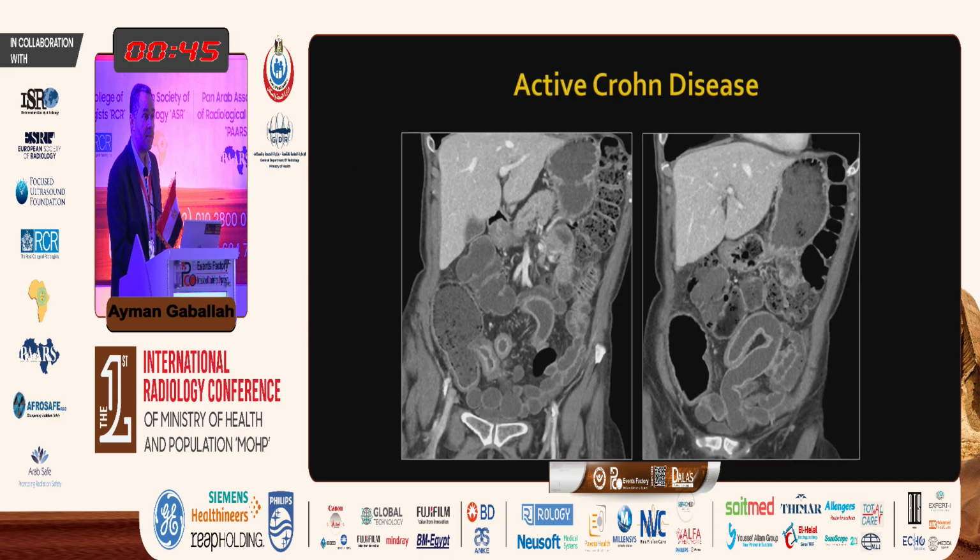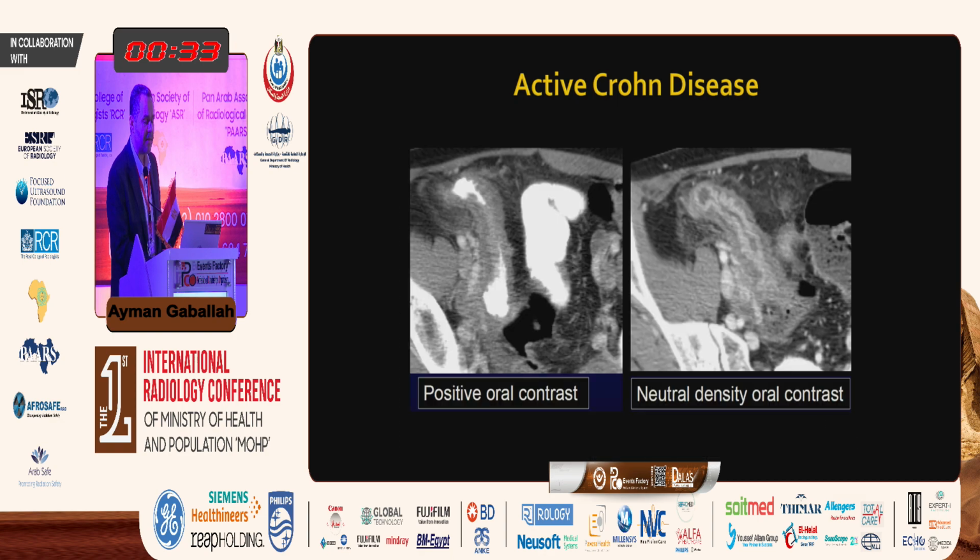A case of Crohn's disease, and you can see the diffuse wall thickening of the bowel, especially the terminal ileum is affected. Without affection of the terminal ileum, you cannot call acute active inflammatory bowel disease like Crohn's disease. And this is a very, very nice case.